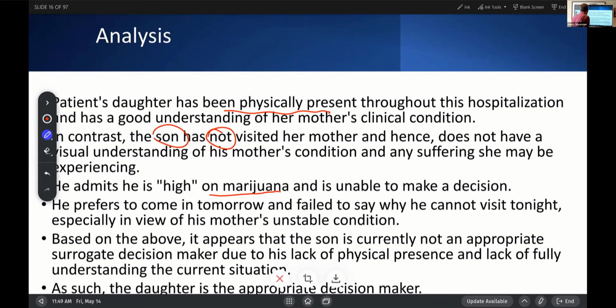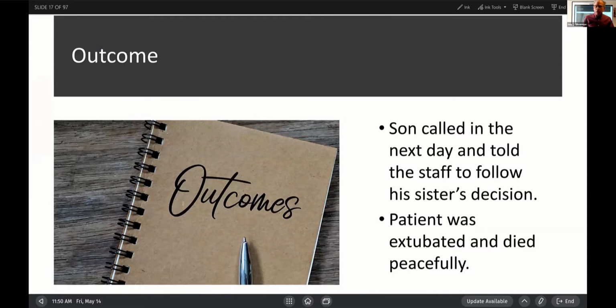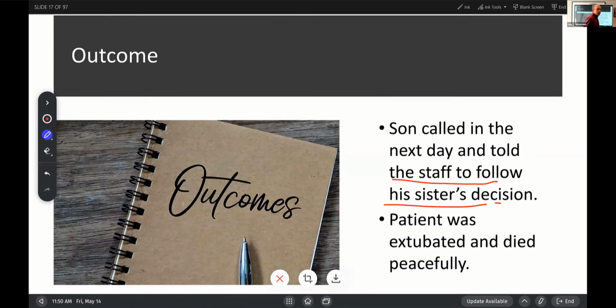hence overall we thought that the son was not an appropriate decision maker, and as such we advised the medical team to listen to the daughter, and the patient did not need dialysis through the night. The next morning, the son called in and said, follow his sister's decision. So the patient was extubated and died peacefully.